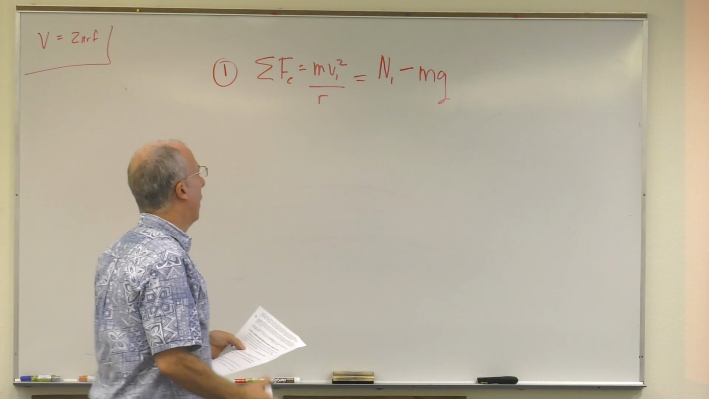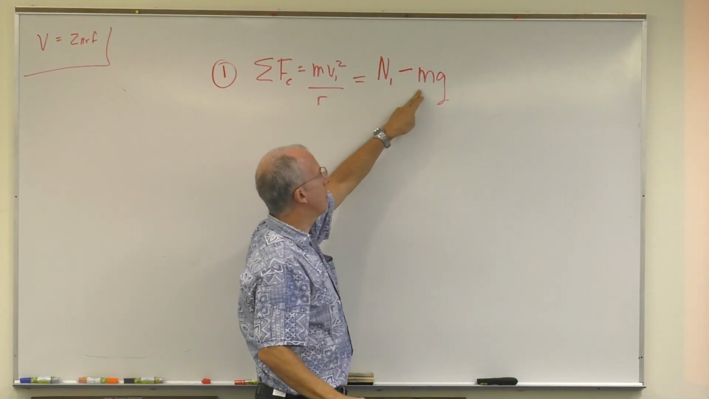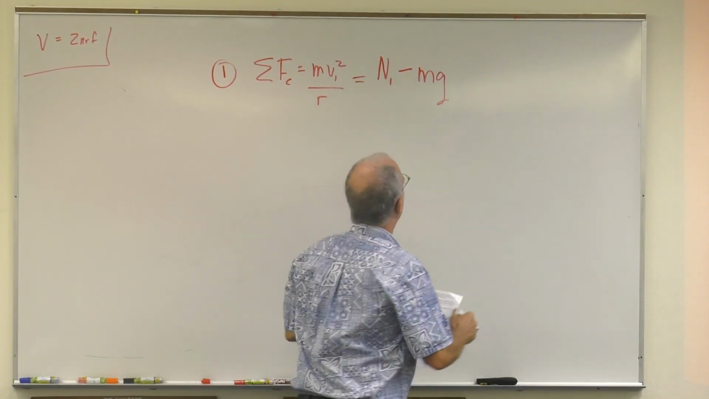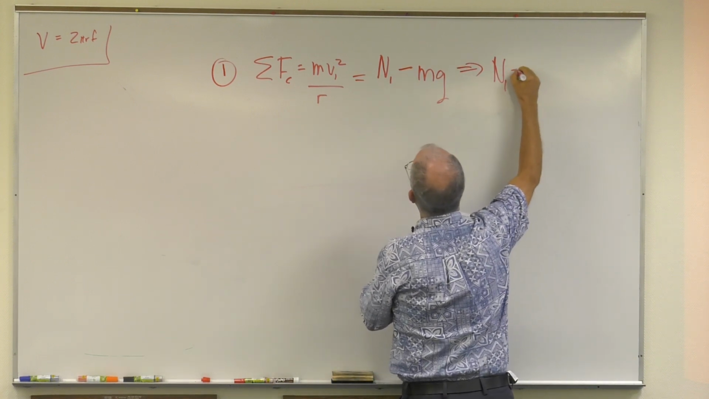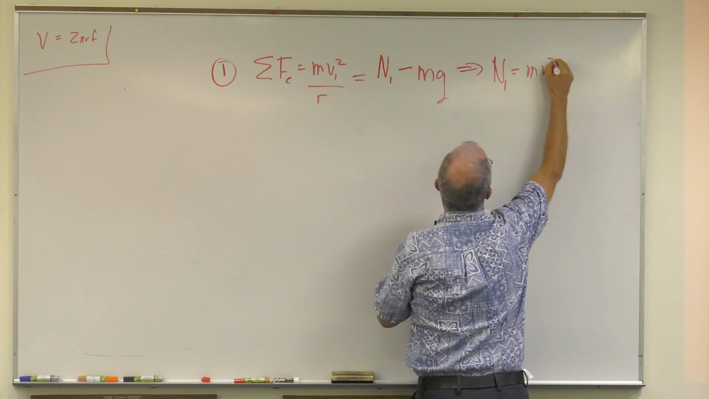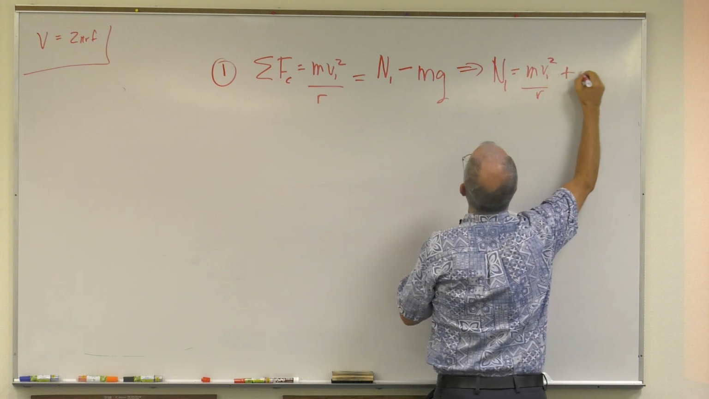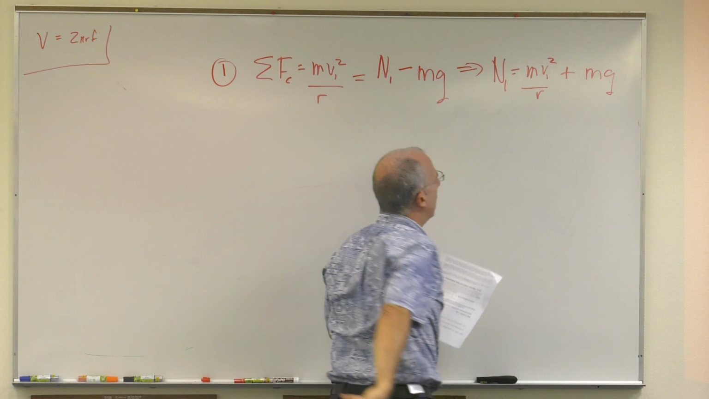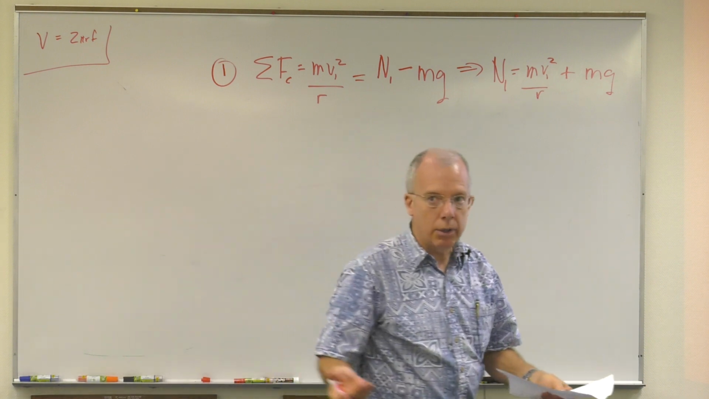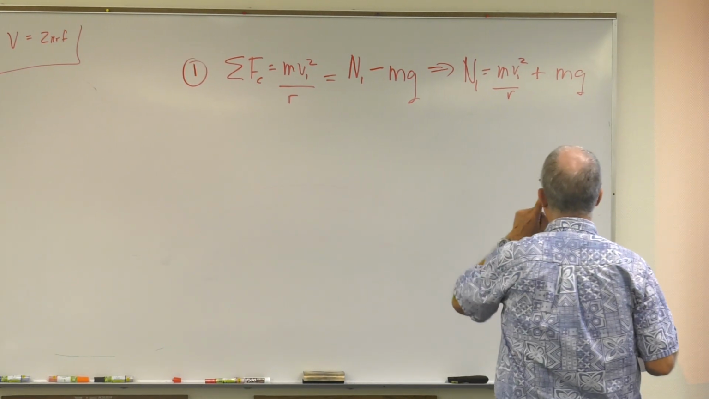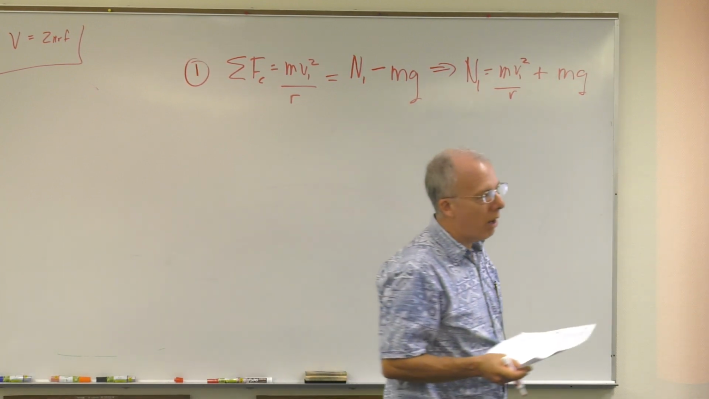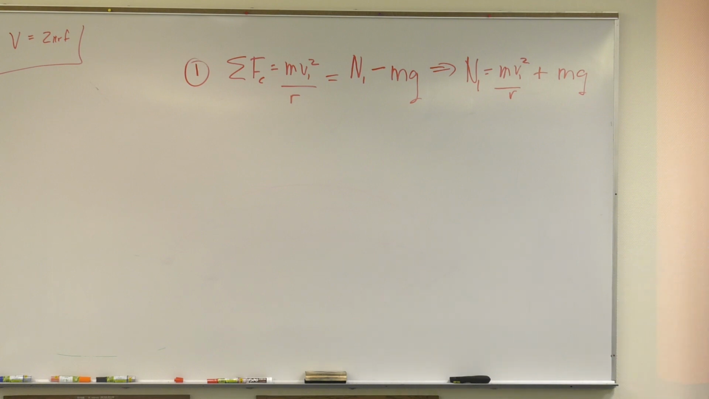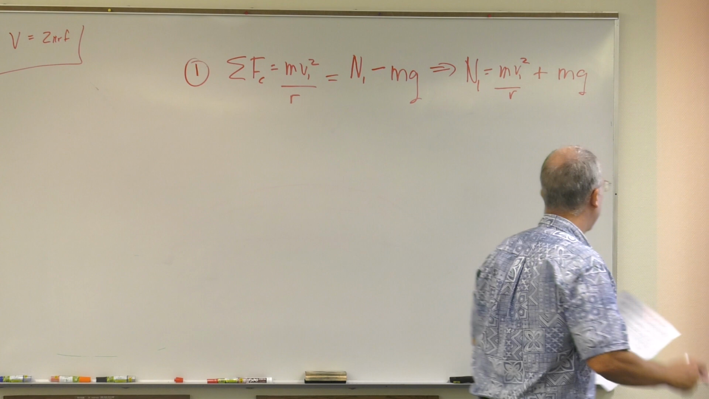So you've got to be careful, right? If it points away from the center, you put a minus sign. So therefore, what's N1? N1 equals mv1 squared over r plus mg. So it's going to be big, which is kind of what you expect. By the way, what is this N called? We learned about it a while ago. Apparent weight. Remember we talked about apparent weight? So that's the apparent weight.